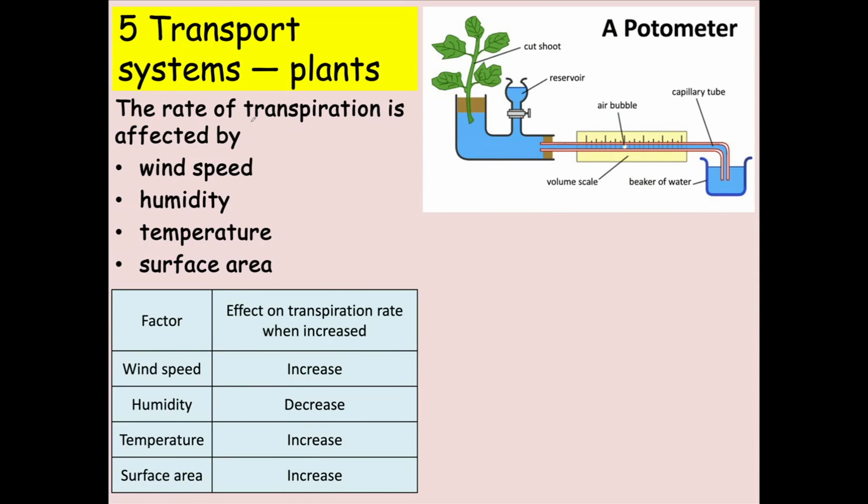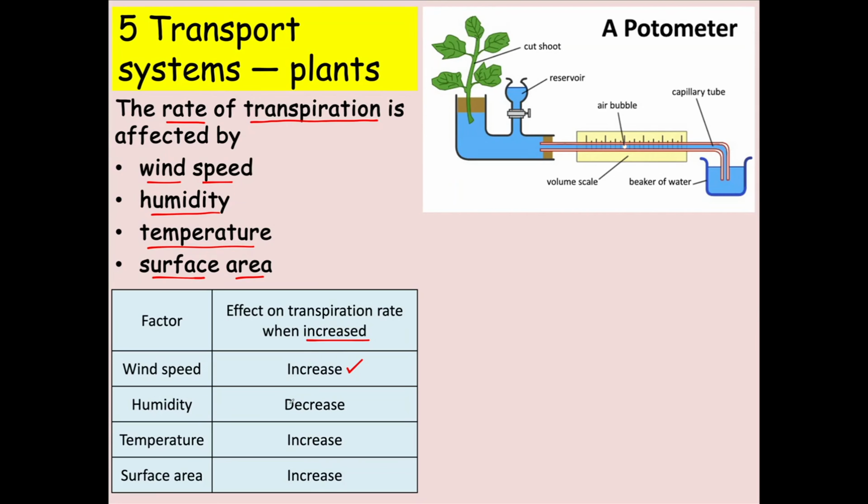Now, what things affect transpiration? Well, there are 4 main factors we need to know about that affect the rate of transpiration: wind speed, humidity, temperature, and surface area. Okay, now just knowing them is useful, but what more importantly, you need to know the effect that each of them have on the rate of transpiration. So when we increase the wind speed, that will also cause an increase in the rate of transpiration. Okay, so they have a sort of linear relationship. As the wind speed increases, the transpiration rate increases.